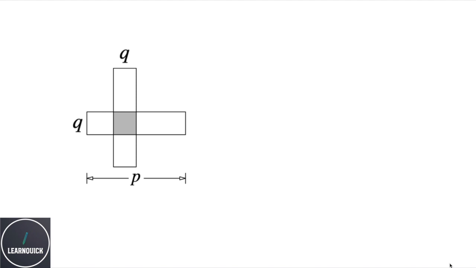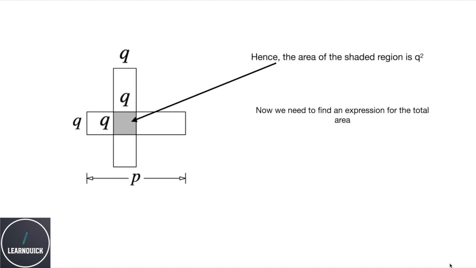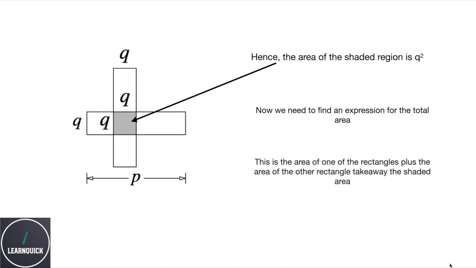So as the rectangles are identical, we can draw Q, and then moving the Q's in, we can see that the shaded area is actually Q by Q, so it's a square, giving us the area of Q squared. Now we need to find an expression for the total area, so we can equate it with the shaded area.